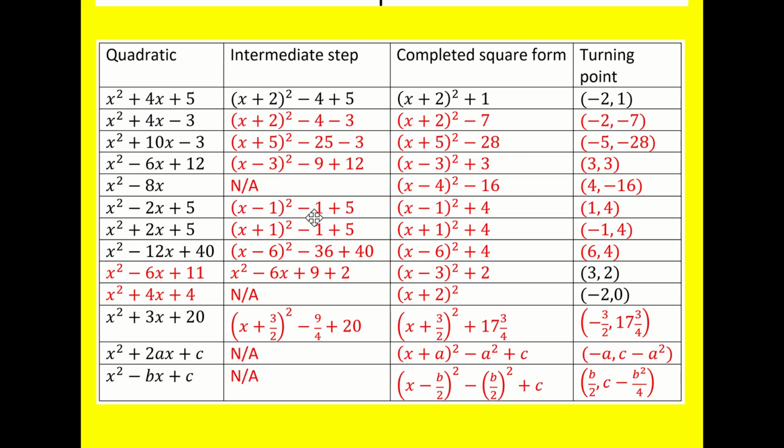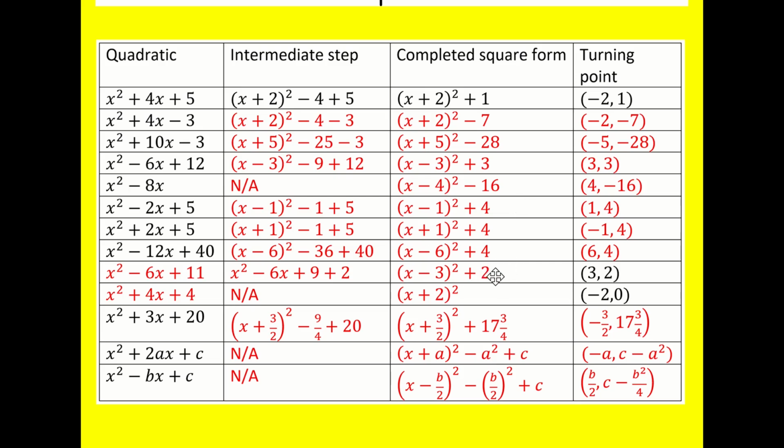These ones, hopefully you're happy with them. You can get -1 and +1, and then you minus those things squared, which are just 1 in both cases, and then you add your 5 turning points here. Similar here. When you have completed square form, you get the x coordinate and the y coordinate. If you have the x and y coordinate, you can go back to completed square form.